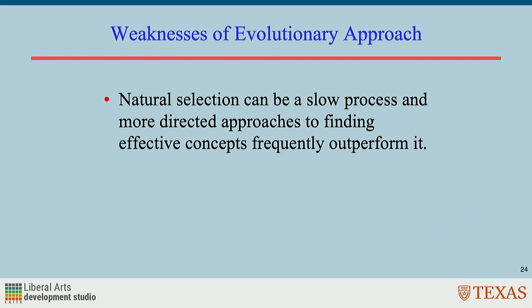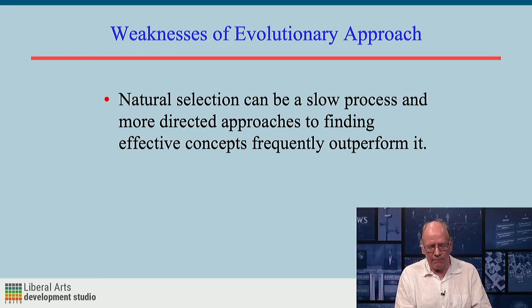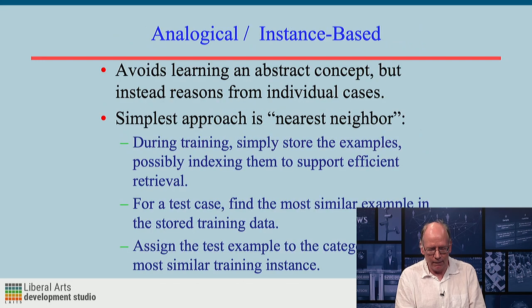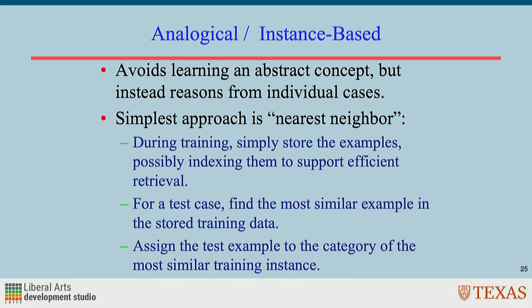So what are some of the limitations of this approach? Well, natural selection is a slow process, and more directed approaches to finding concepts frequently do better than this sort of evolutionarily modeled approach. Okay, so I know I put a lot in here. I'm going to have to try to, unfortunately, sorry for going so quickly through all these different things.